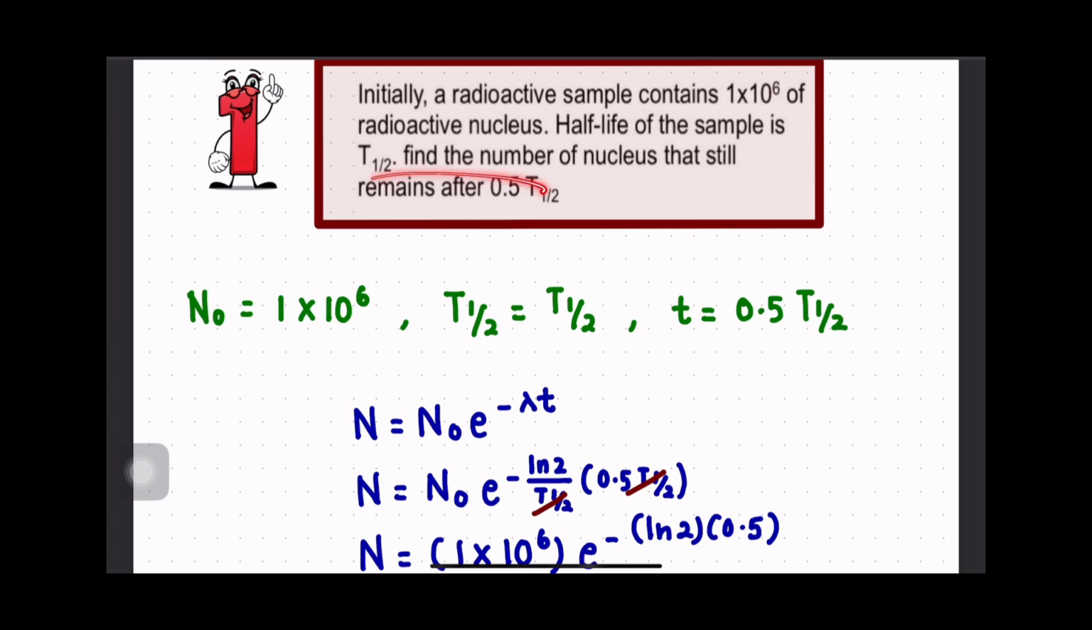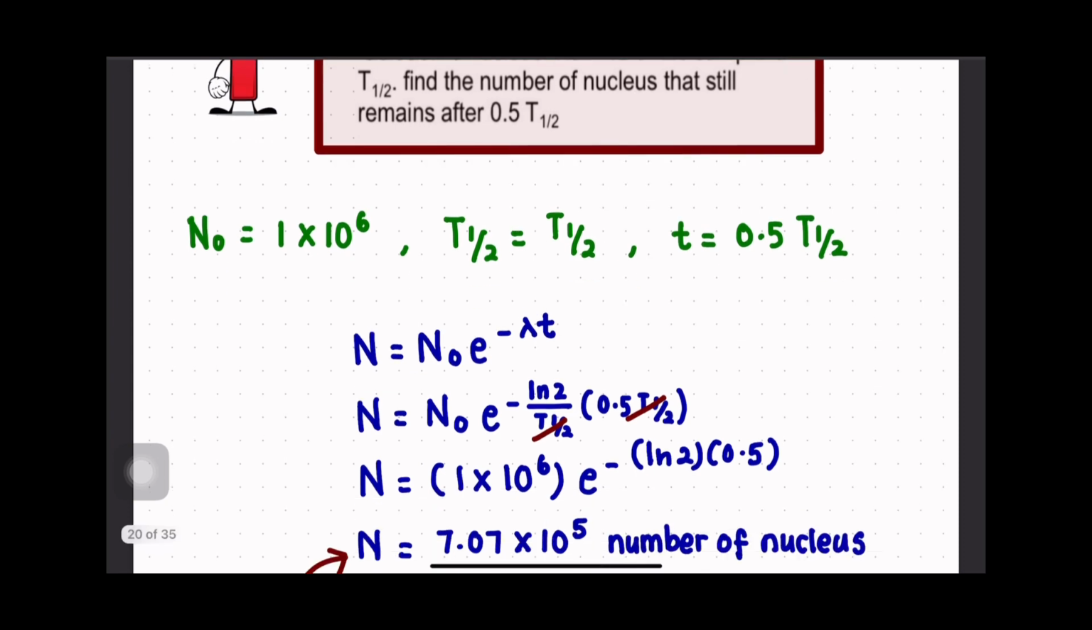Remain. Okay, so ni adalah N lah. Dia nak number of nuclei, nak cari N, pada masa dia menjadi 0.5 daripada T half-life. So T pada 0.5 T half-life, T half-life is T half-life lah. Okay, so gantikan dalam formula N is equal to N naught e negatif eksponen negatif lambda T.